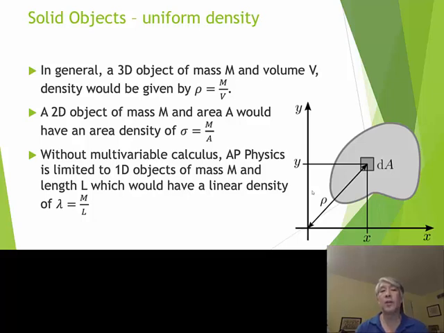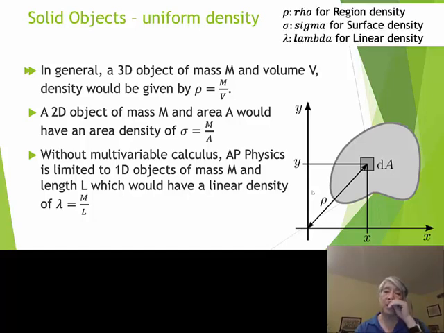In general, for a three-dimensional object of mass m and volume v, density is given by rho, the Greek letter rho, which is equal to the total mass divided by volume. Moving down to simple two-dimensional objects, the area density, sigma, is equal to mass divided by area. For linear objects, which is what we're mostly going to be dealing with because we don't really do multivariable calculus just yet, linear density is going to be mass divided by the unit length.